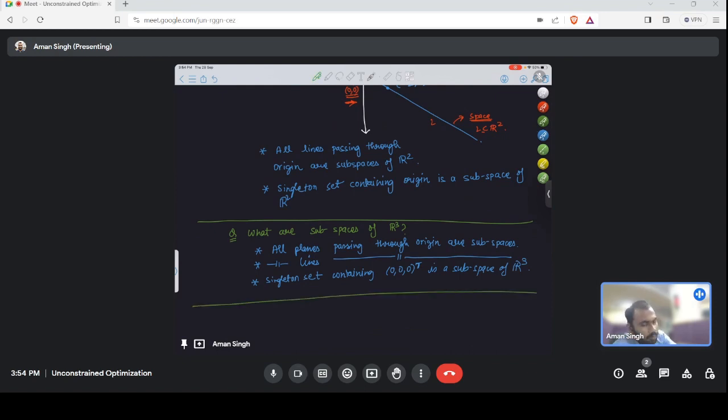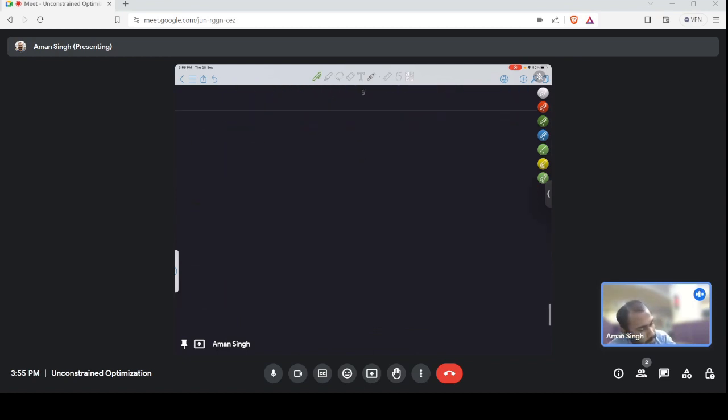So here we end the discussion of vector spaces. I hope I was able to give you an intuitive understanding of how to think about spaces. Now moving ahead, let's look at something called a spanning set.